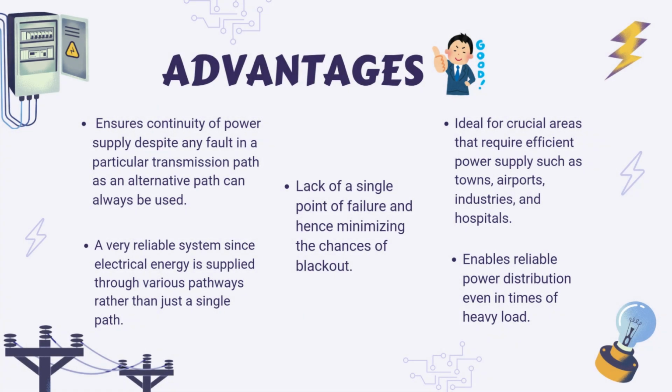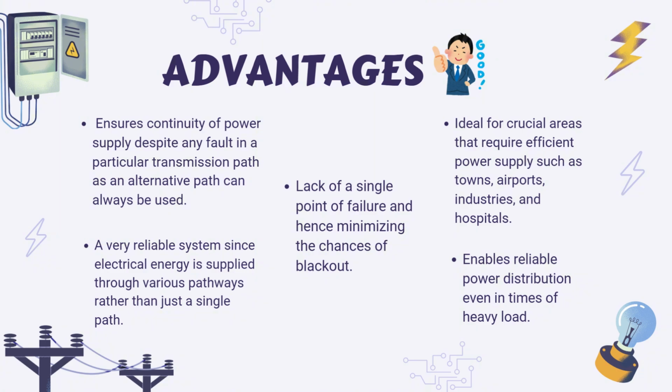Firstly, the network system is a very reliable system because electrical energy is supplied through various interconnected pathways instead of depending on a single route. This means if one transmission path has a fault, electricity can still be delivered through alternative paths, ensuring continuity of power supply.